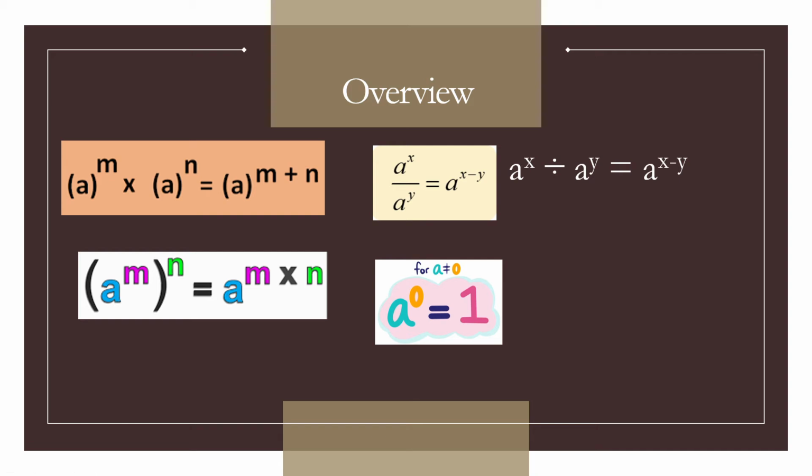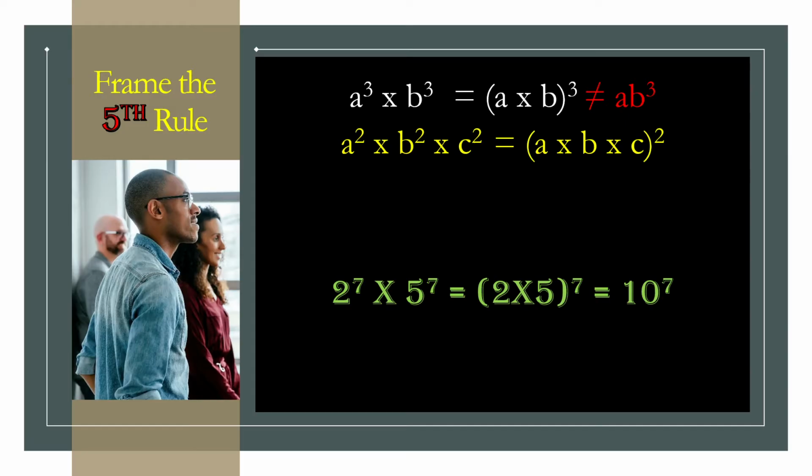Now you are moving ahead to the fifth. This is the situation. Do you want me to explain? Don't get confused with a, b raised to the power 3. It means b is only raised to the power 3, not a. So two different bases with the same power. Now you analyze the situation of white, yellow and blue, green. Green is the example with numbers. Frame the rule.